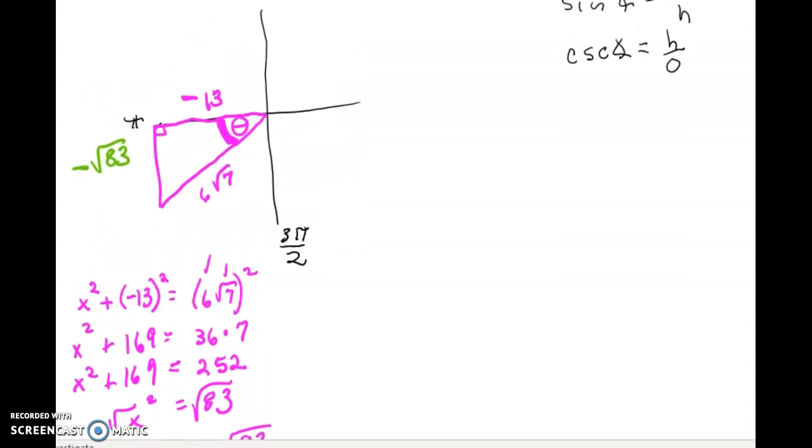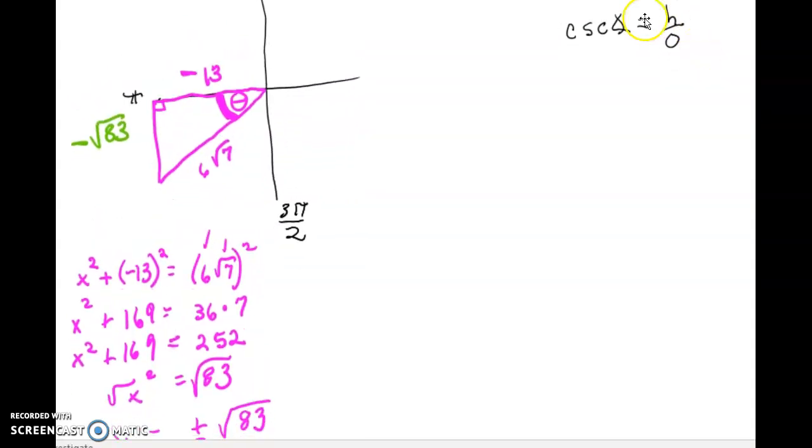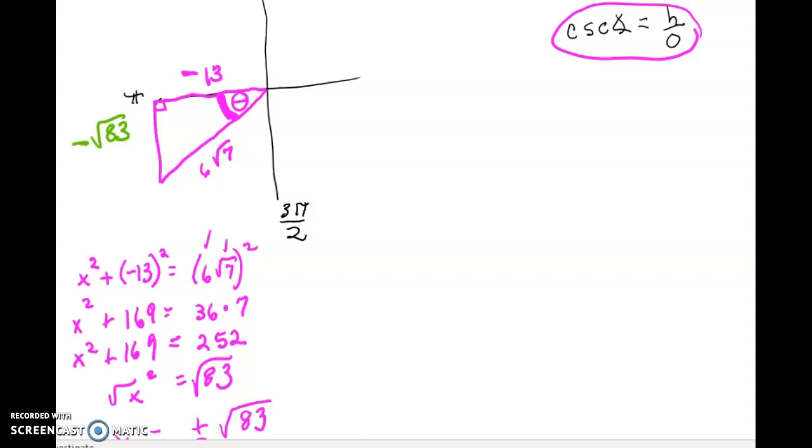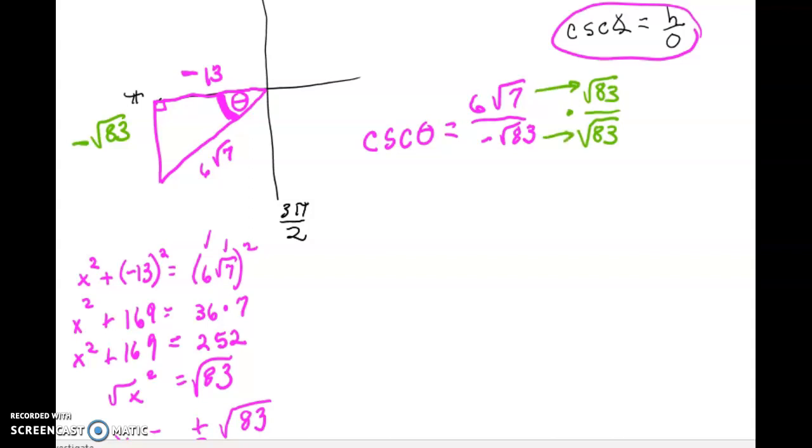So remember when we talked about cosecant, cosecant is the hypotenuse over the opposite leg. So we're ready to find the cosecant of theta. The hypotenuse is 6 square root 7, and the opposite leg is negative square root of 83. Now we know we never leave radicals in the bottom of a fraction, so we'll multiply by square root of 83 over itself.